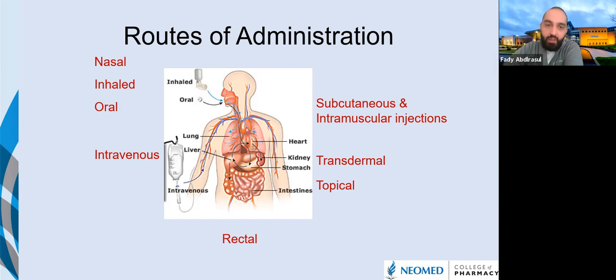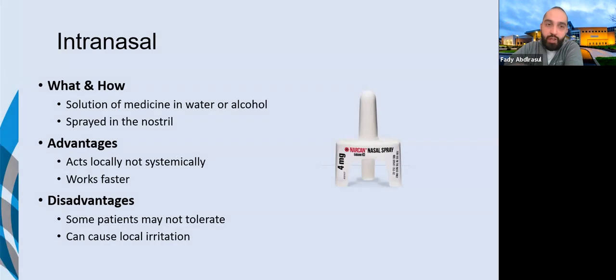All right, and so we'll talk a little bit more about each dosage form. So intranasal is a solution of medicine in water or in alcohol sprayed into the nostril. The advantage here is it works locally and not systemically. So what does that mean? Anything that is absorbed systemically goes all throughout your entire system, so anything that goes into the bloodstream and throughout your entire system would be absorbed systemically. So what do you think an advantage would be that a medication would work locally and not systemically? Why is that an advantage?